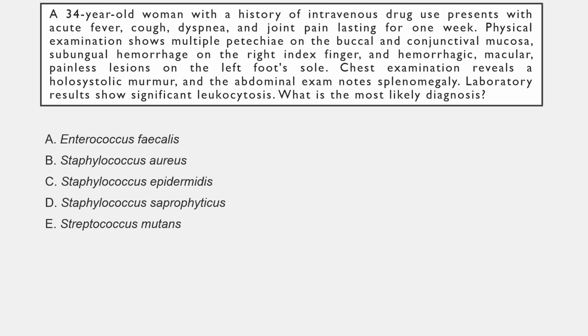Chest examination reveals a holosystolic murmur, and the abdominal exam notes splenomegaly. Laboratory results show significant leukocytosis. What is the most likely diagnosis?